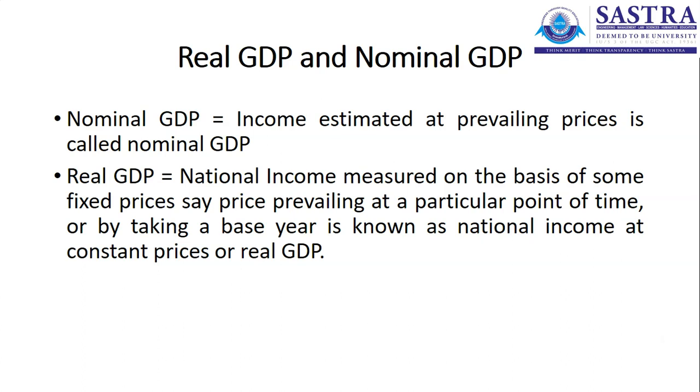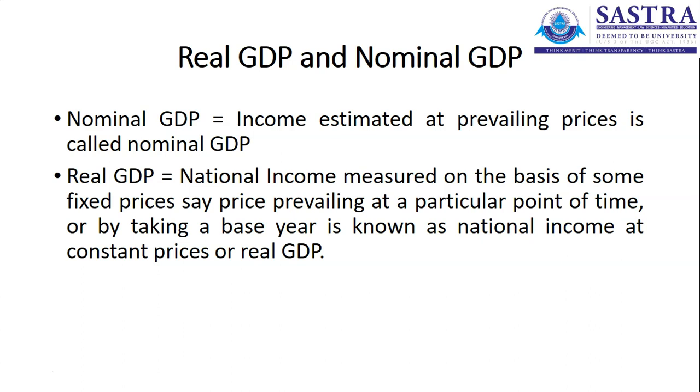So what is the nominal GDP? The nominal GDP is income estimated at the prevailing prices. What is the current price of the product in the market? That is what we call nominal GDP. The real GDP is calculated where the national income is measured on the basis of fixed prices, taking a base year, and is known as national income at constant prices or real GDP.